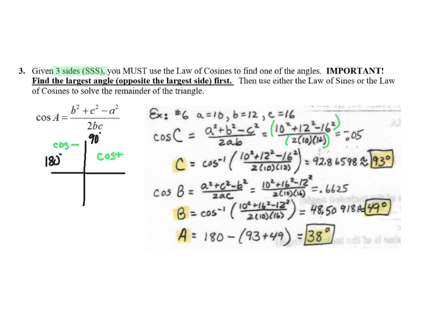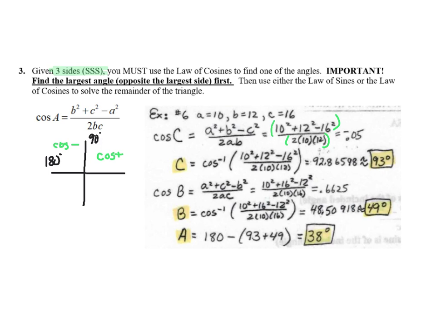Our first example is an SSS triangle. In other words, we are given three sides, A, B, and C, and our first job is to find an angle. Now the instructions that are written here to find the largest angle opposite the largest side first, that is based on if you are going to use the law of sines. If you find the obtuse angle first, then you don't have to worry about two answers for the law of sines when you use it.